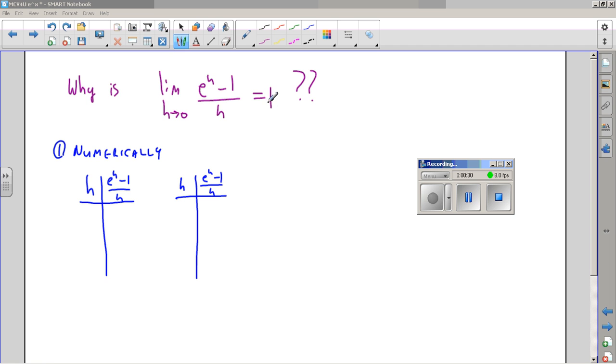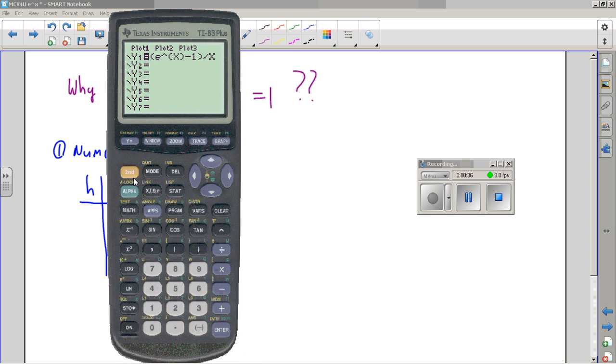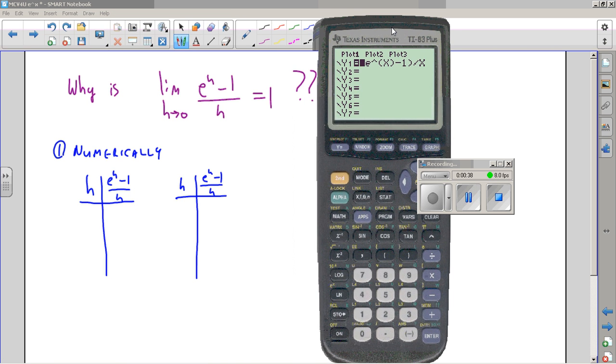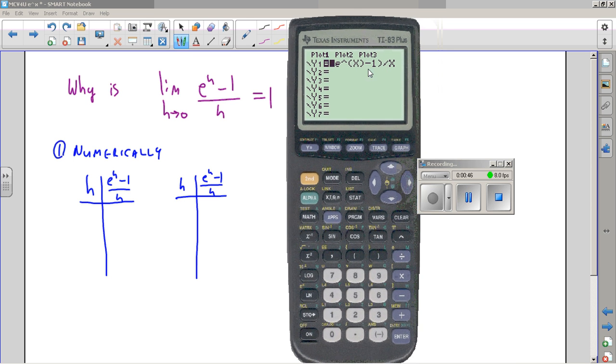This is going to be my first effort, a numeric effort, but I want to show you how to use some technology to do this. Notice what I've put in is this function. Notice that it's not an h, but it's an x. It kind of means the same thing. And I'm not interested in the entire graph, I'm just interested in this graph near 0. And so I'm going to use the graphing calculator to come up with the table of values for me so I can fill this in and think about it.